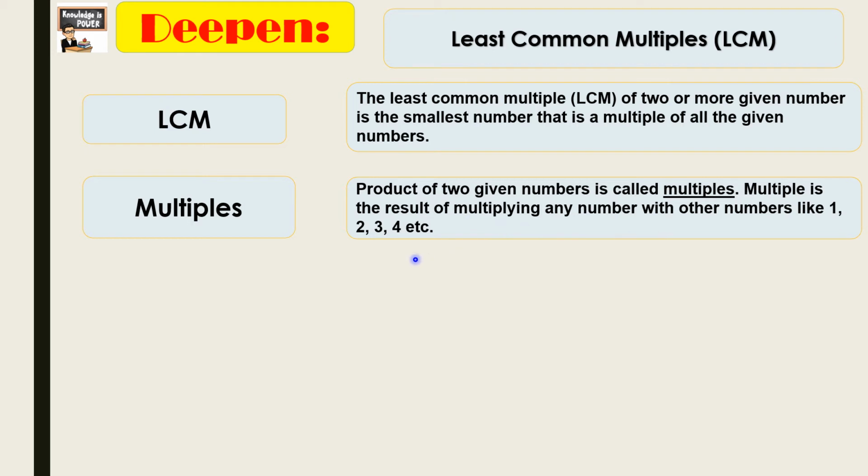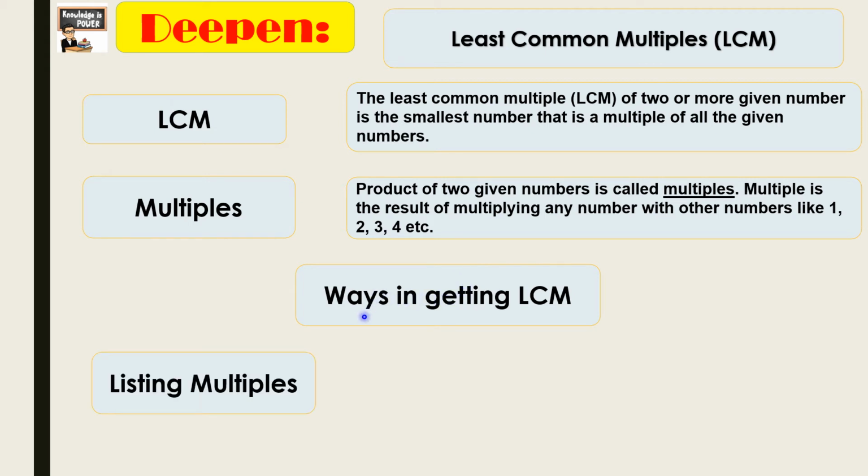For example, the multiples of 8 are 8, 16, 24, 32, 40, 48, and so on and so forth. Another one, 2, 4, 6, 8, 10, 12, and so on. Those are the multiples of numbers. So what are the ways of getting the LCM? We have only two methods: listing multiples and prime factors.